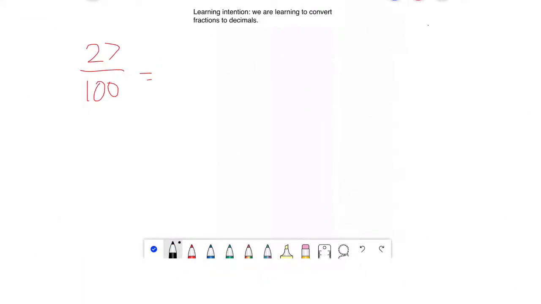This is our second equation. The first step is basically the same. Count the zeros in the denominator if there are any. In this case there are 2. So over here you want to put your decimal point 2 back. So 1 and 2, your decimal point will go there. So your answer is 0.27.